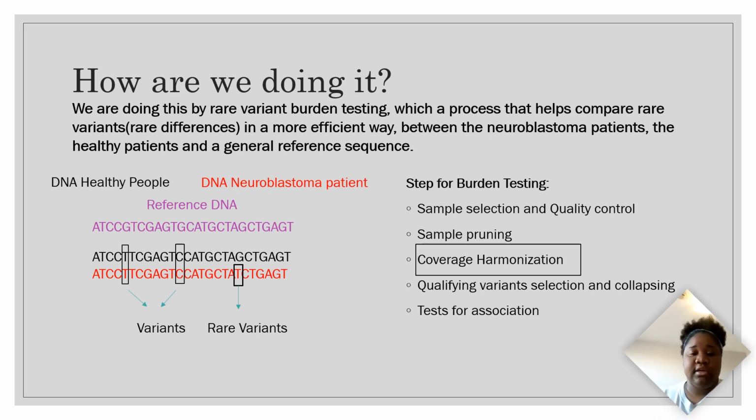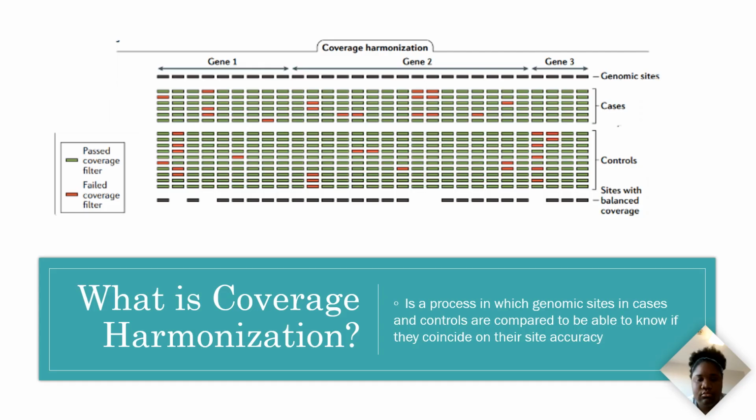Burden testing has different steps. The first step is sample selection and quality control, then sample pruning, coverage harmonization, qualifying variant selection and collapsing, and test for association. The focus of my project is coverage harmonization.